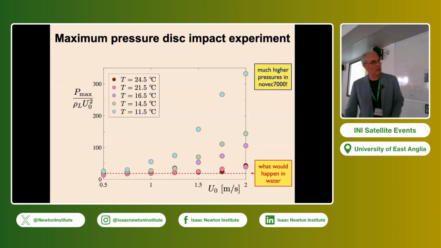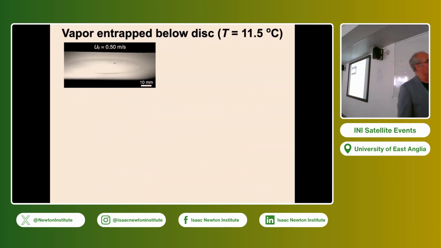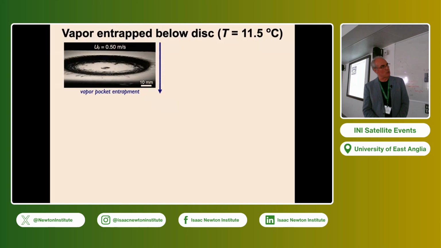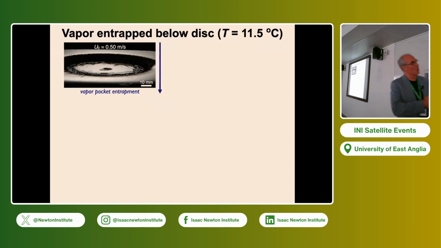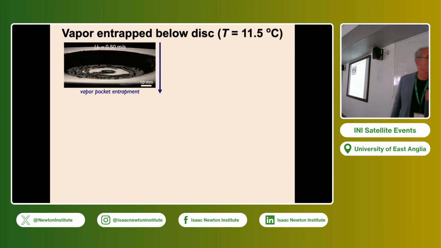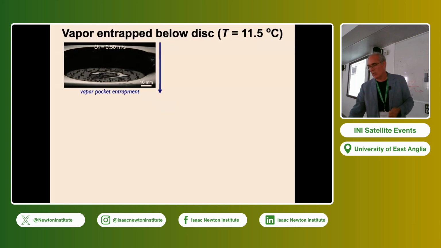Now, what is going on? So you have much higher pressures in Novec 7000. You can see what is going on when you look at the vapor that is entrapped below the disk. Here you see it at 0.5 meters per second. If we have a low impact speed like that, we see that not much is actually happening. We entrap a vapor pocket, which only changes little in time as the disk moves downwards.